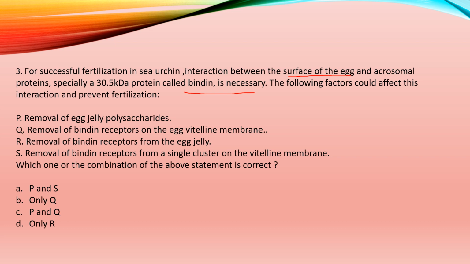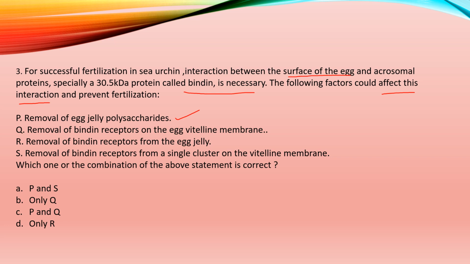So let's consider the first option. Removal of egg jelly polysaccharide. If you remove the egg jelly polysaccharide, then there will be no chemo attraction. If there is no chemo attraction, then how can the sperm move toward the egg? So I think removal of egg jelly polysaccharide will affect the interaction of sperm and egg. So it's essential.